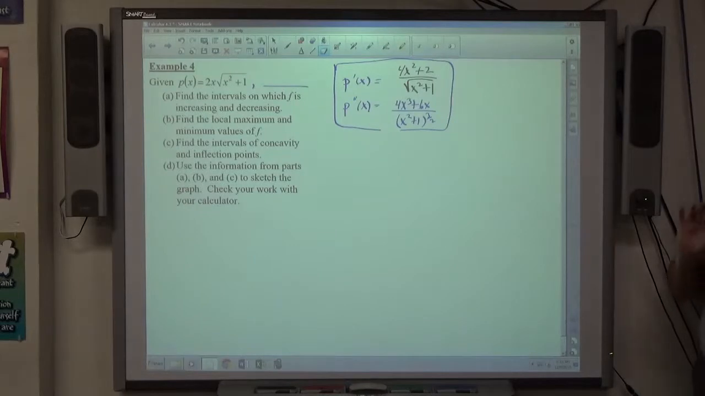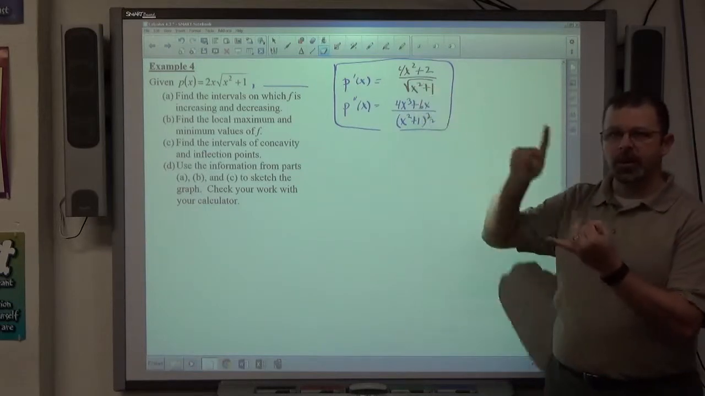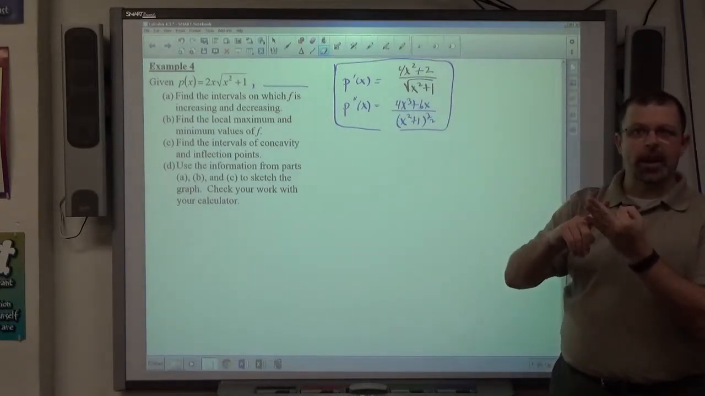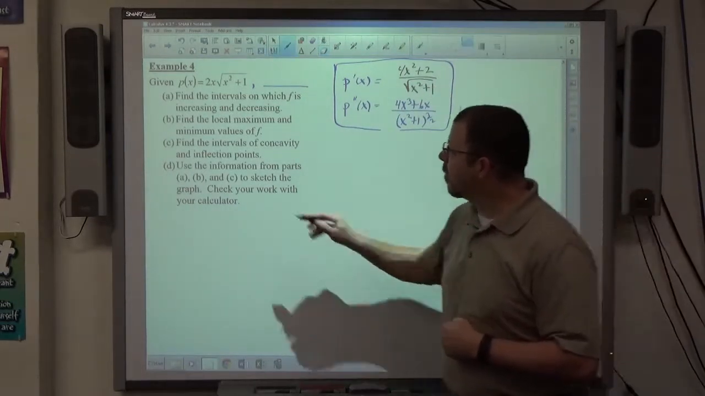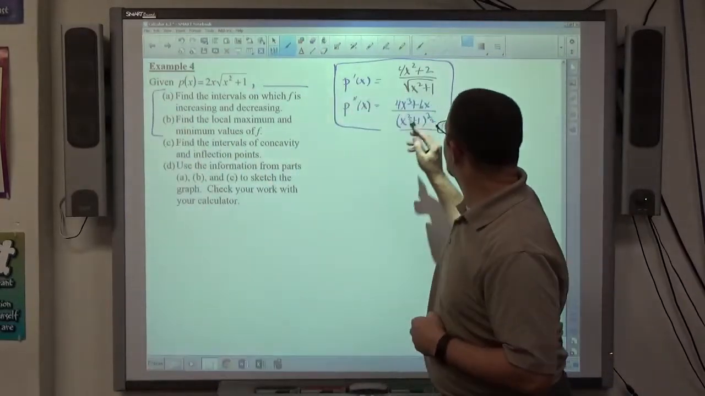All right. Once you get the derivatives, then we want to find these intervals. Intervals of increase, decrease happen at critical numbers. Critical numbers happen at 3 criteria. Criteria 1: equals 0, first derivative. First derivative is undefined, or endpoints. So looking at parts A and B, that's all about the first derivative.